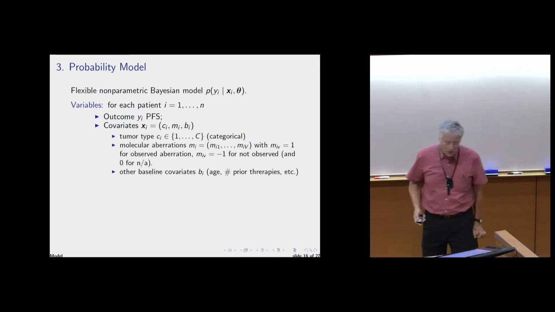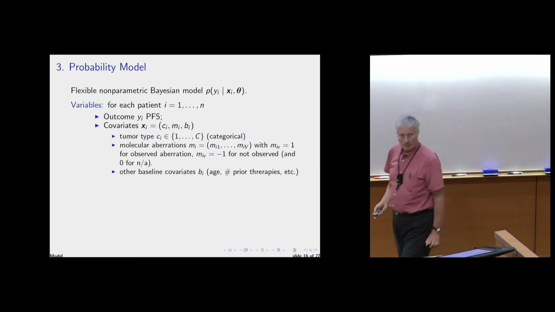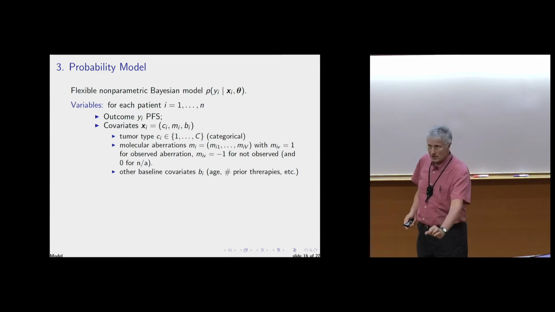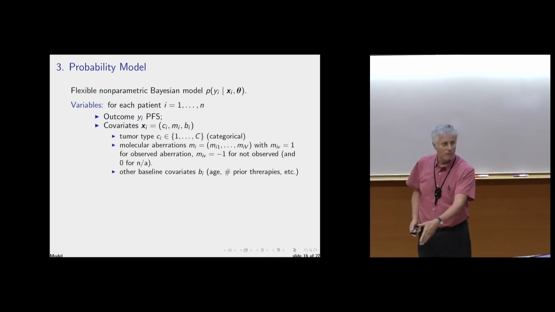So in plain English, here's what we do. For the probability model, let's talk about predicting the outcome for the next patient. To predict the outcome for the next patient, I take the covariates for the next patient, which are now the mutations that are recorded and the disease. On the basis of the covariates for the next patient, I try to cluster that next patient with some of the earlier patients that look similar to that patient.